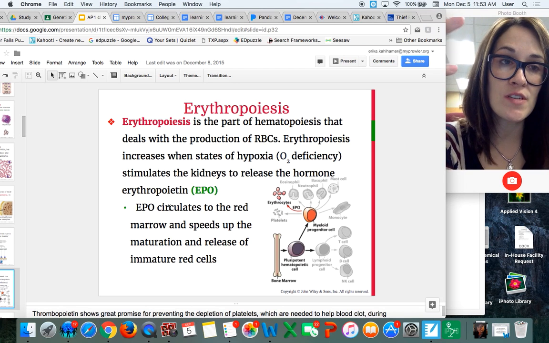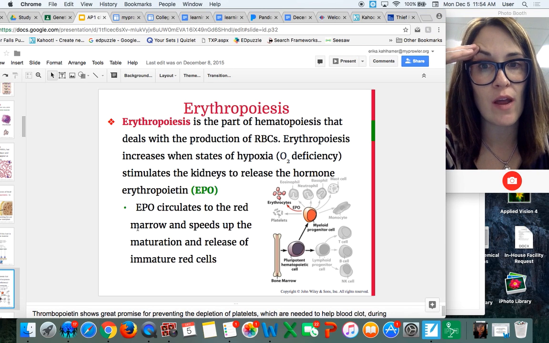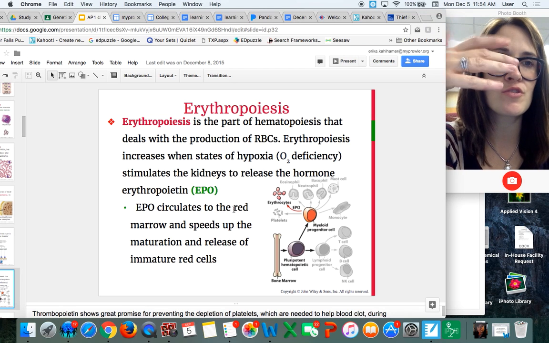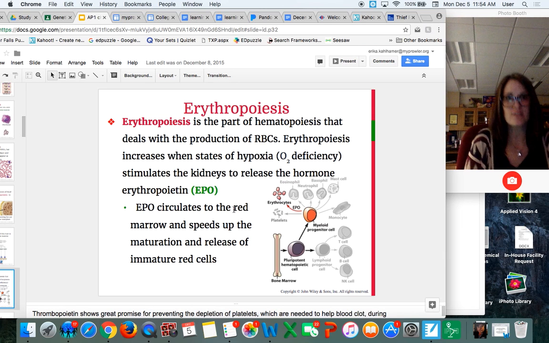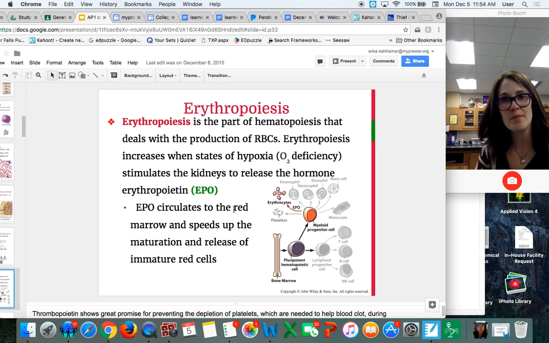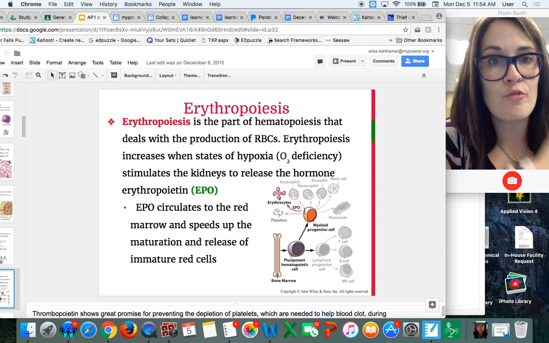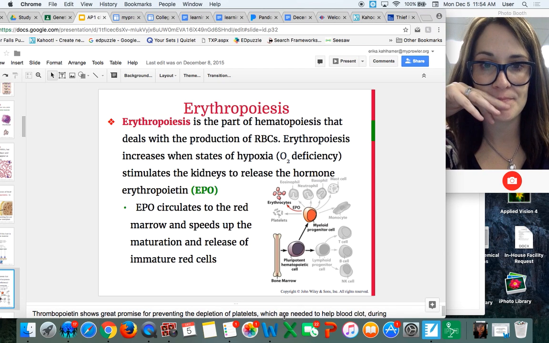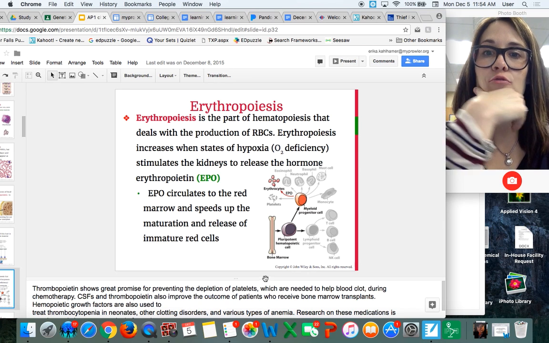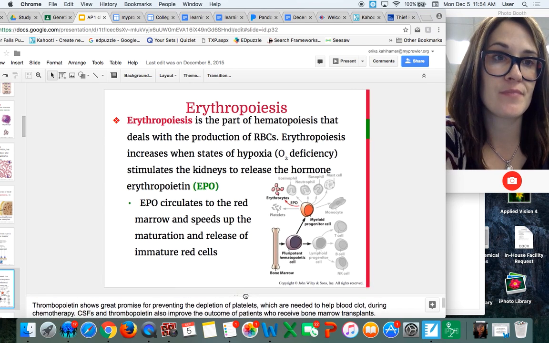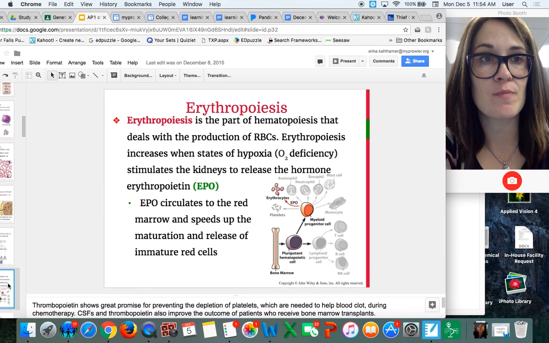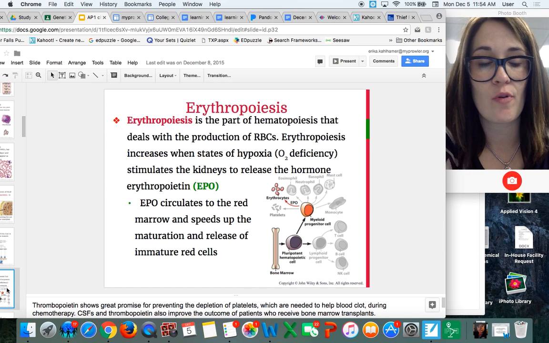This hormone is going to go into the blood and circulate to your red bone marrow. The red bone marrow then is going to be triggered because of that hormone to produce more red blood cells. At first they're immature, and then they will go through that process of maturation. There are synthetic forms of erythropoietin that we will talk about and that can induce red blood cell formation, but the natural way is when your kidneys release this hormone called erythropoietin.